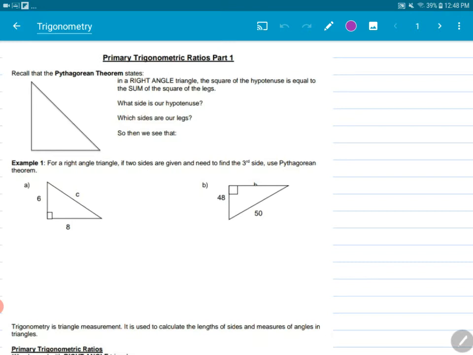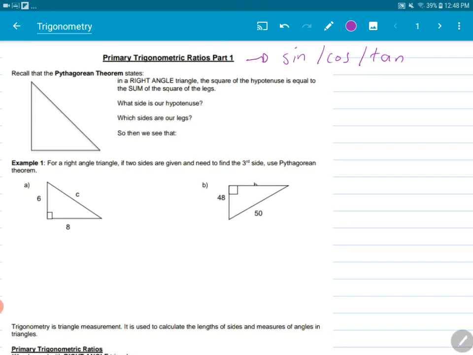So let's start with our first day, which is talking about the primary trig ratios, which if you remember on your calculator, you have these buttons at the top that say sine, cosine, and tangent. So we're really going back to those. Those are what we call the primary trig ratios. Those 3 things are ratios. We'll get to them in a minute.